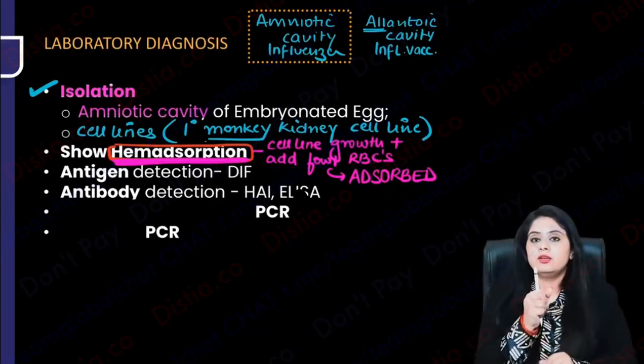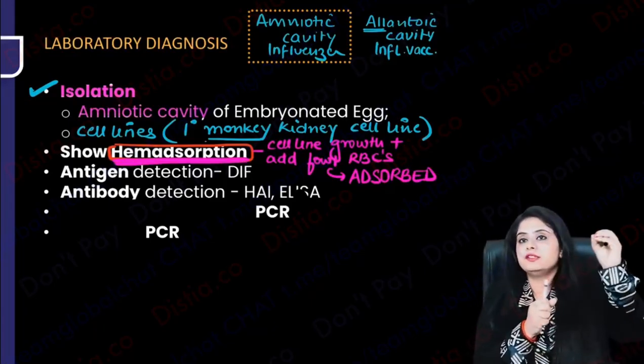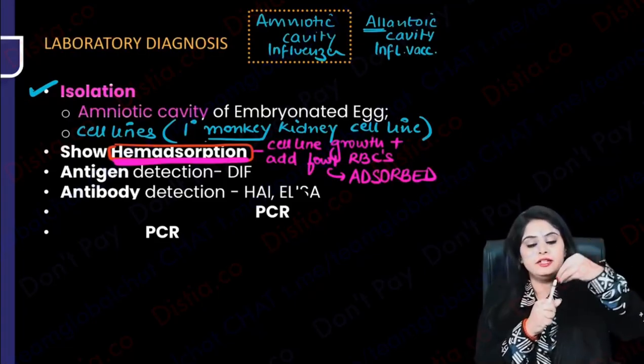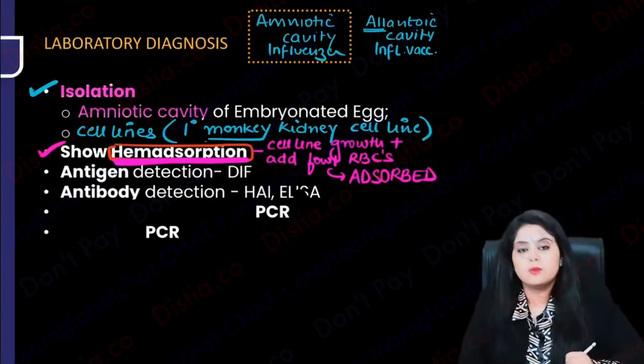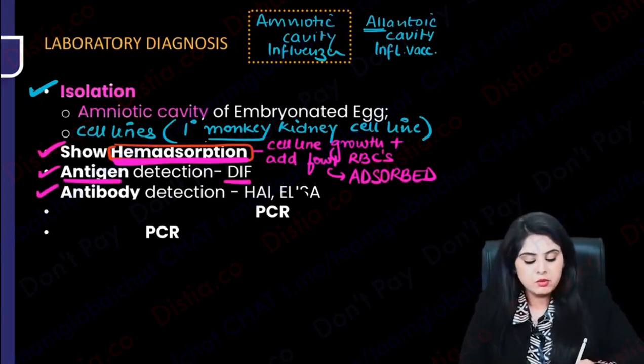So because of this hemagglutinin on the surface, the red blood cells, these fingers of mine, nails of mine, red nails, their red blood cells are getting attached onto them. Okay? This is heme adsorption. What is the antigen detection methodology? Direct immunofluorescence.